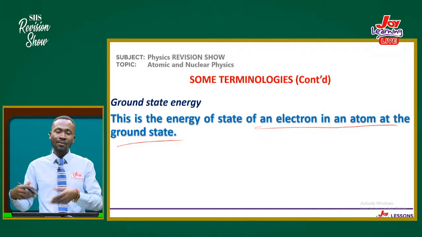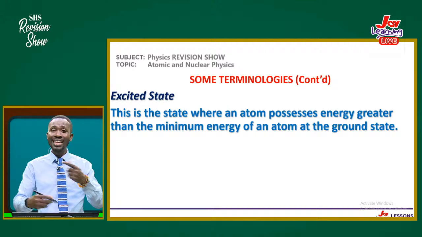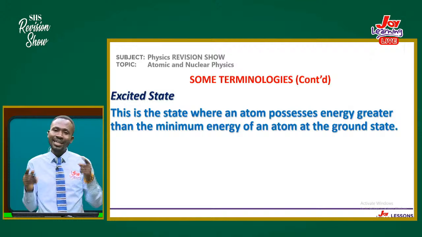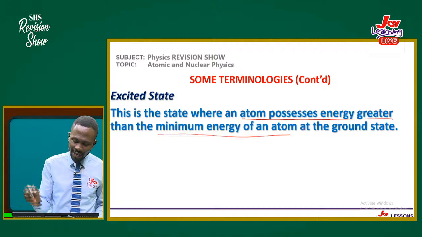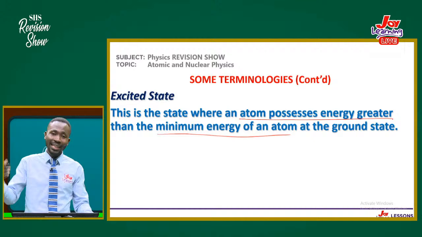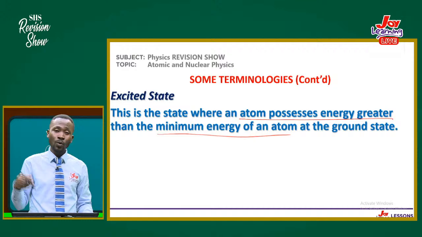Now, something interesting also happens. Excited state. We were having an electron at the ground state. If the electron is able to gain energy higher than the energy it is supposed to have at the ground state, then it means that the atom itself has also gained some energy, and the electron picked up some energy. So the state where an atom possesses energy greater than the minimum energy of an atom at the ground state, we say the atom is in the excited state. At that state, the energy of the atom is higher than its energy at the ground state. Therefore, the energy of the electrons of that atom will also be higher than the energy at the ground state.